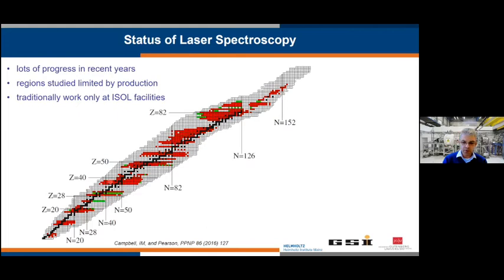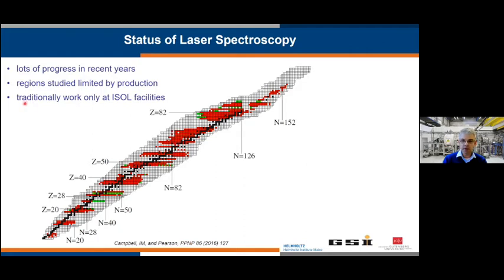So this is a not entirely up-to-date image of what has been studied in laser spectroscopy. Everything which is shown here in color on the nuclear chart has been studied. There has been quite a lot of progress in recent years indeed, but I want to make the point that, as you see, there are several regions which are not touched, and this is really largely limited by the production and the production scheme in particular.